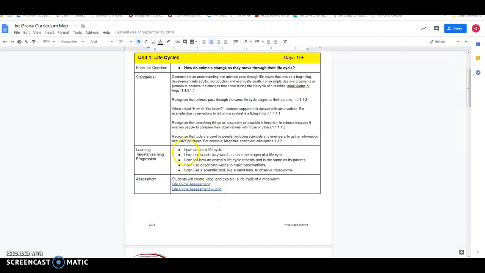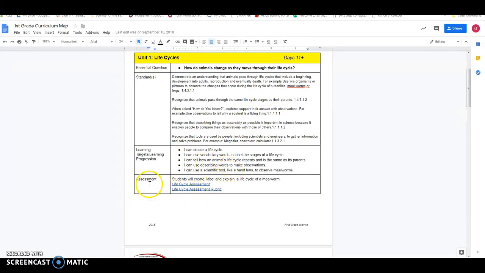And then when it goes down to the learning targets, these are the daily objectives. The first one you can see is I can create a life cycle. And the second lesson is I can use vocabulary words to label the stages of a life cycle. So each one of these is a different lesson. Most of these are going to take more than 1 day, and that's why you have 5 learning targets and 11 days, because it's going to take a little bit longer to teach some of these.